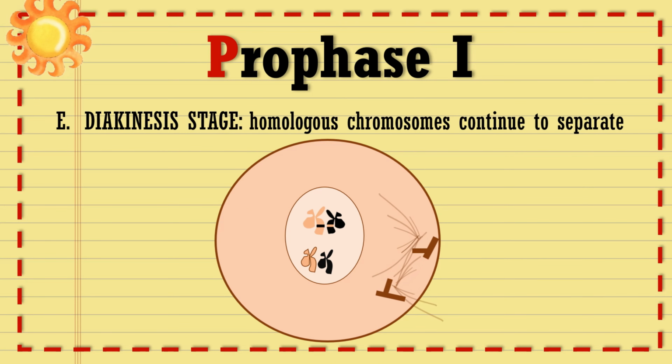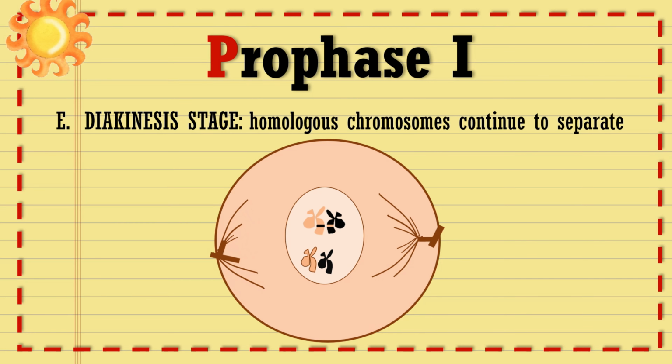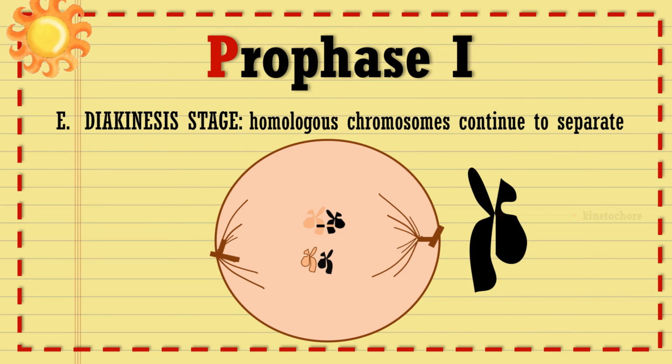Centrioles move to the opposite poles and form spindle fibers. The nucleus and nuclear membrane disappear, and the spindle fibers will attach to the kinetochore of the homologous chromosomes, and this marks the end of the prophase stage.